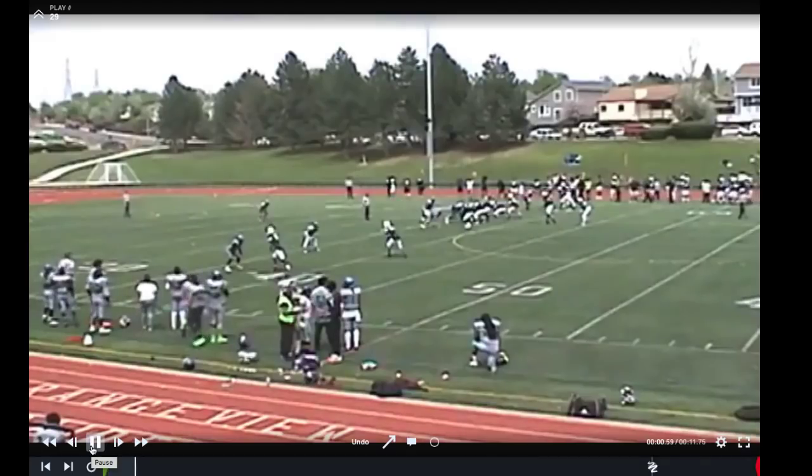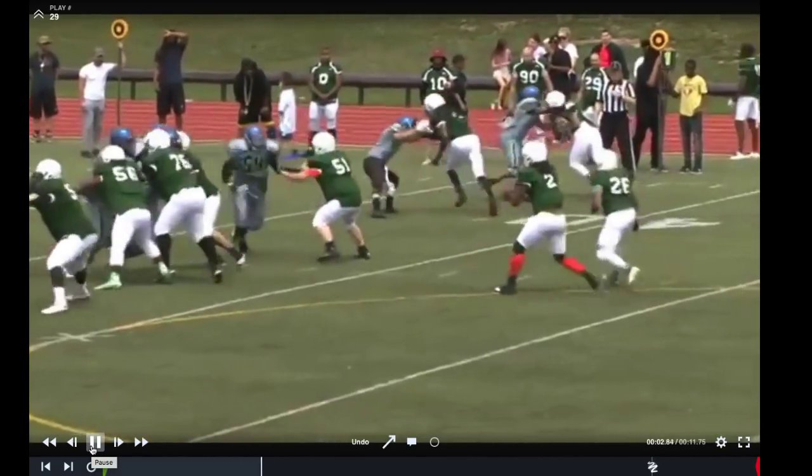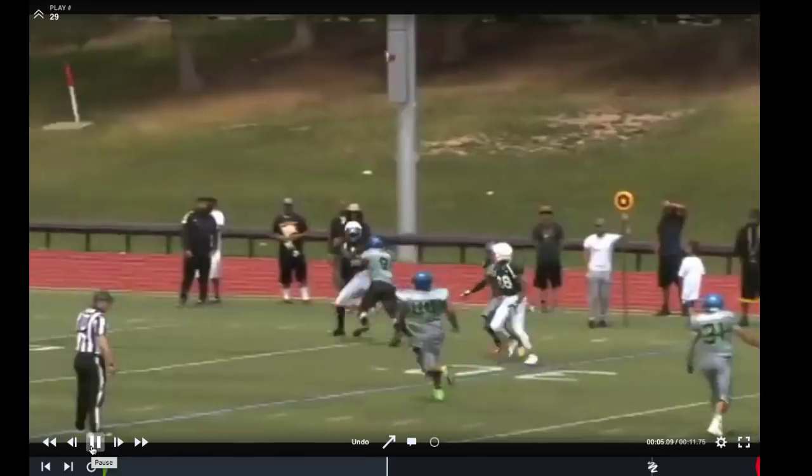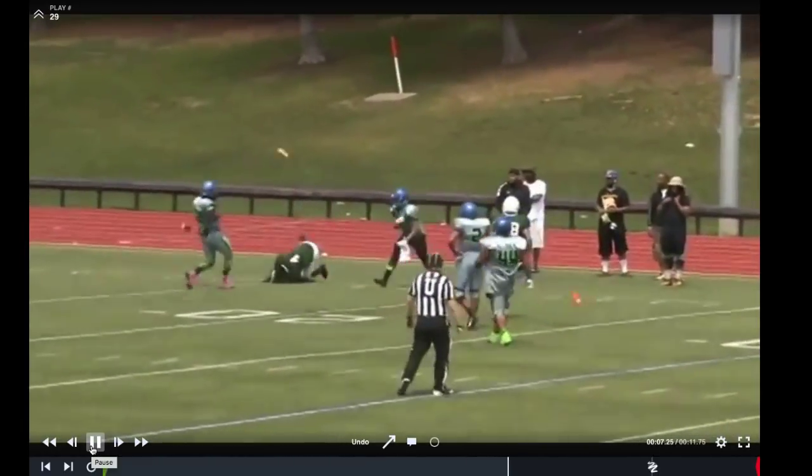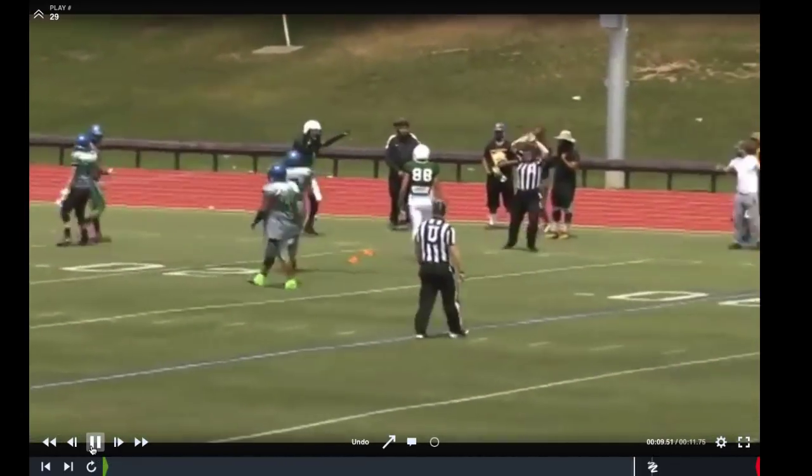Okay, play 17. This is an example. This is an easy call. He pushes him before the ball's there. Not a big deal. The key is we have 2 flags here.